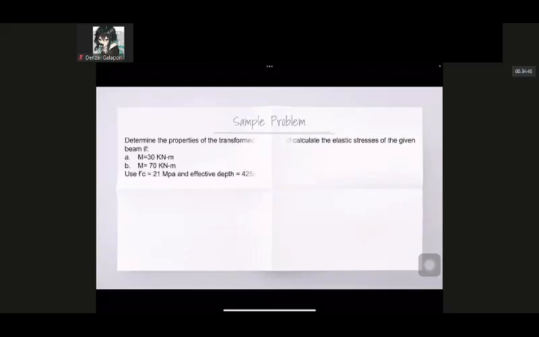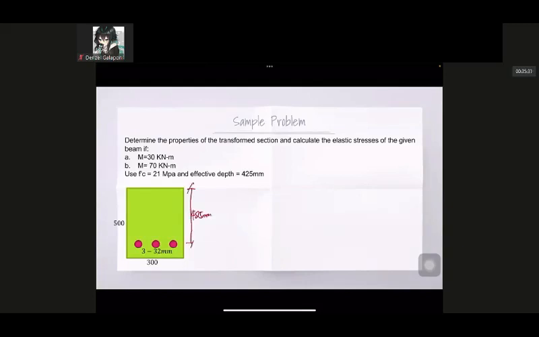So let's take a sample problem. Determine the properties of the transformed section and calculate the elastic stresses of the given beam. If M equals 30 kilonewton meter or moment, letter B is 70 kilonewton meter. Use F_C prime equals 21 MPa and effective depth of 425. So effective depth na is 425 mm.